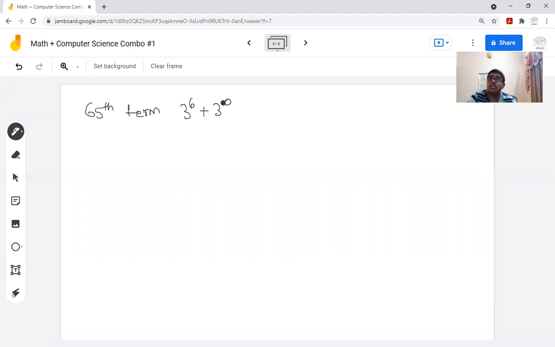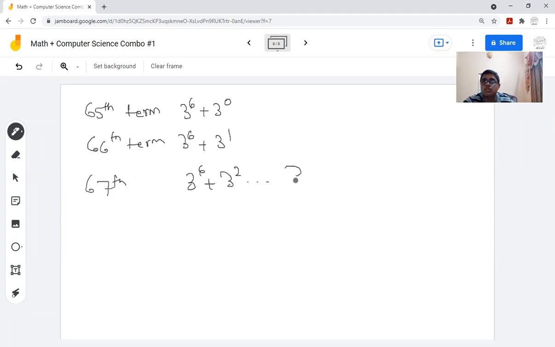Why? Because the least power of 3 you can add to 3 power 6 would be just 3 power 0. That's all. Now, what's the 66th term? It's going to be 3 power 6 plus 3 power 1. The next least thing you can add is 3. What would be the 67th term? 3 power 6 plus 3 square. Is it so? No. Why no? Because 3 power 0 plus 3 power 1 is actually lesser than 3 square.